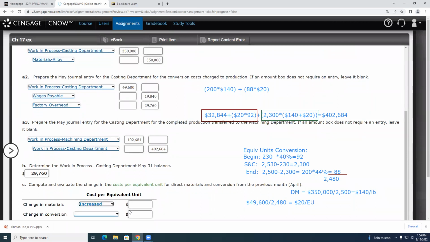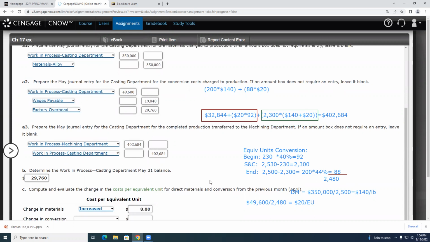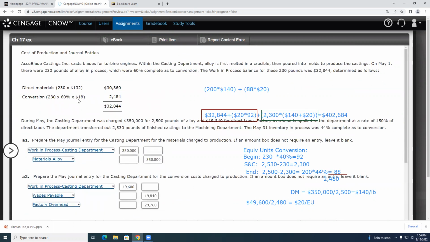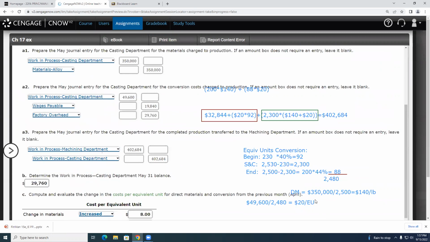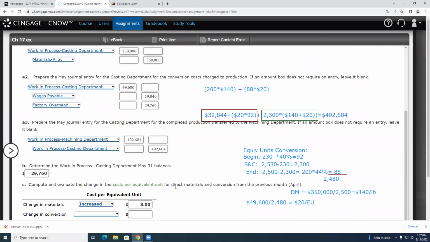So we had an increase of $8 per unit for our direct materials. For the conversion costs in April, the cost was $18 each. And right down here, the very bottom line, we calculated the cost for our conversion work in May at $20. So an increase of $2.